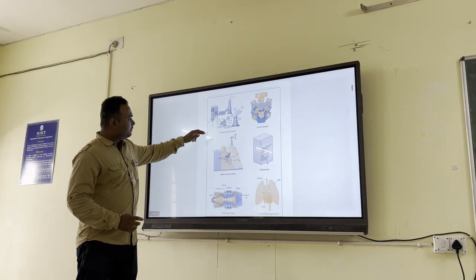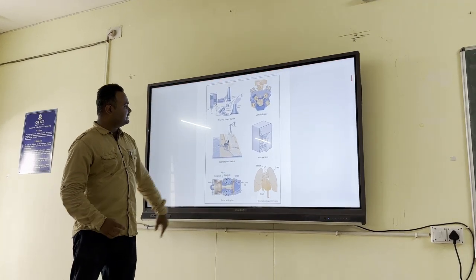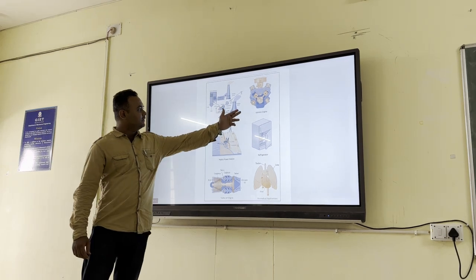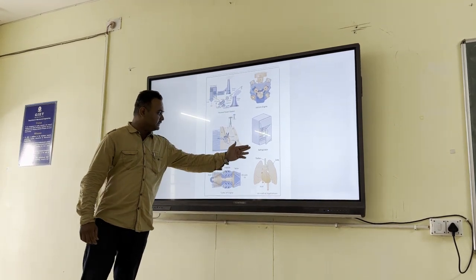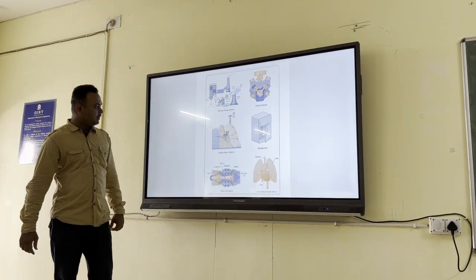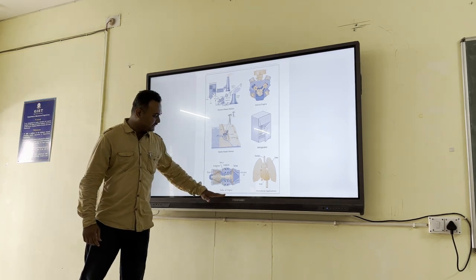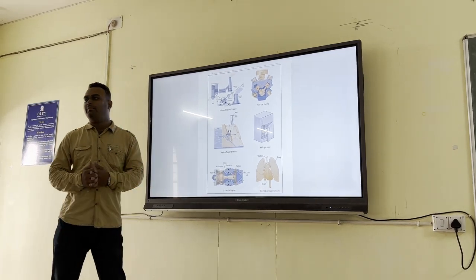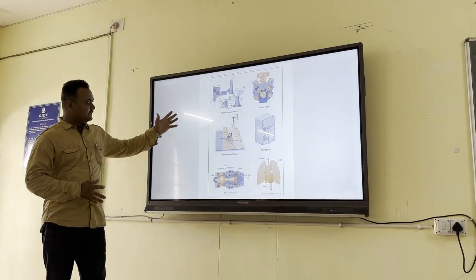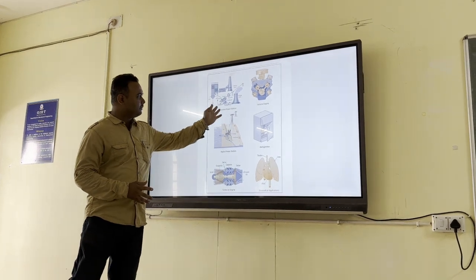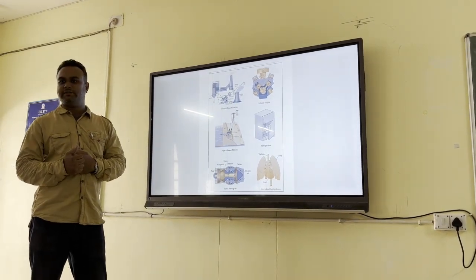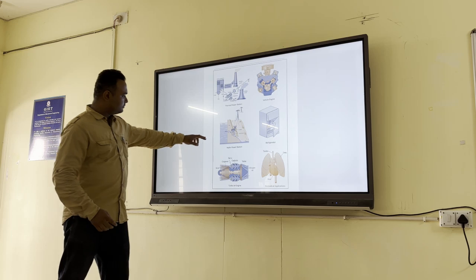So in this diagram you can see the thermal station, the vehicle engine, refrigeration, hydropower station, turbojet engine and biomedical applications. So this image just represents the various applications where thermodynamics is used.